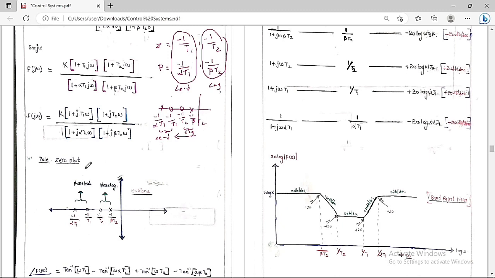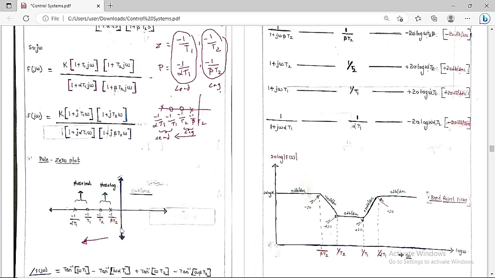Same thing I have told you. What is the pole-zero plot? I already told you in the S-plane. The zeros are minus 1 by T1 and minus 1 by T2, and the poles are minus 1 by beta T2 and minus 1 by alpha T1. This one I have already told you. These belong to the lag compensator, and these belong to the lead compensator. Whenever you move in this direction, the first thing that you encounter is the lag compensator, then the lead compensator. That is the reason it is called a lag-lead compensator.